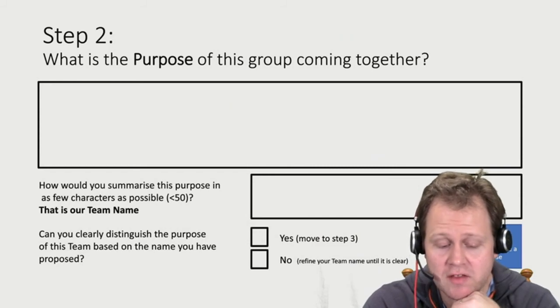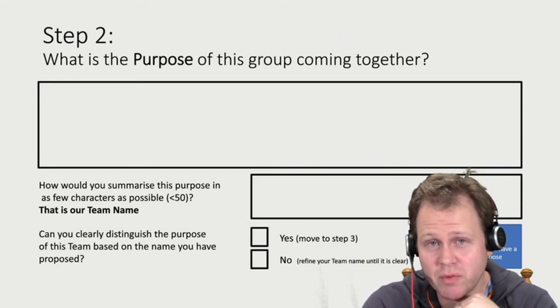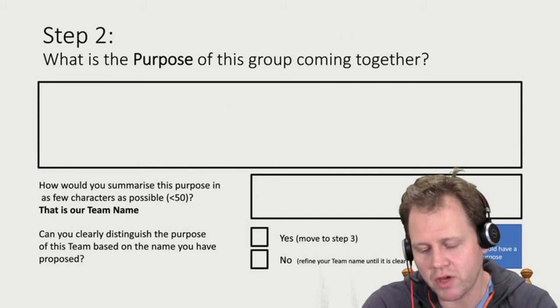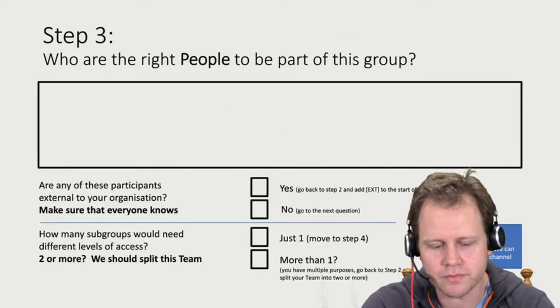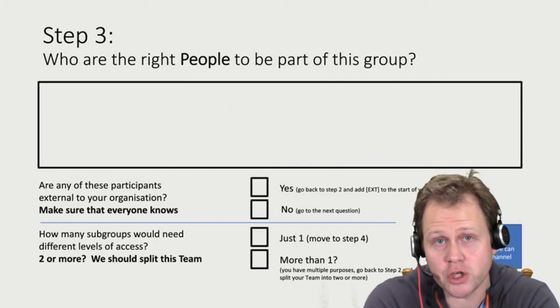Now, can we clearly distinguish the purpose of the team based on the name that we've provided? If so, it passes a test. We can move on to step 3. Again, each team should have one purpose at a time. Who are the right people that should be involved in this team?